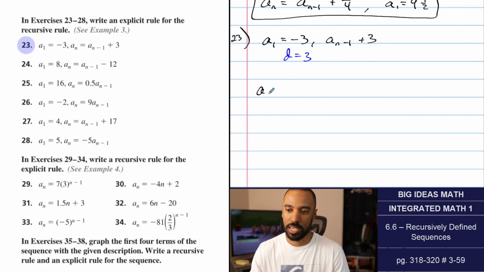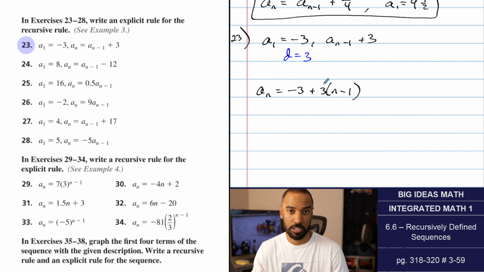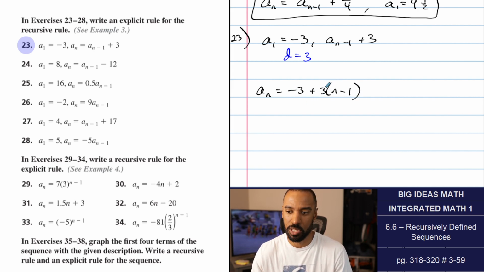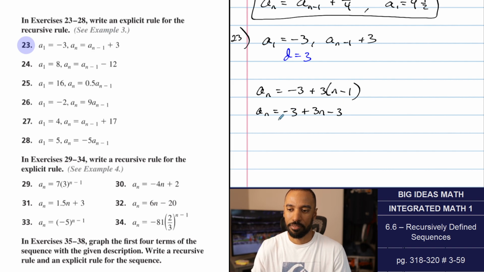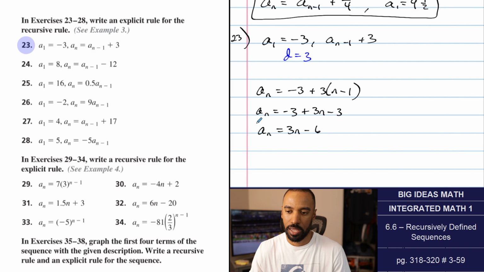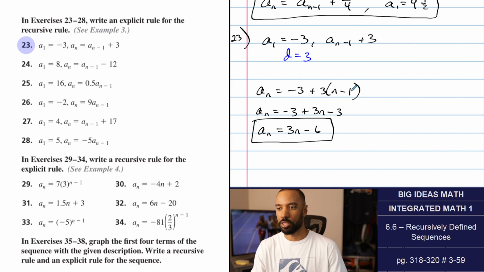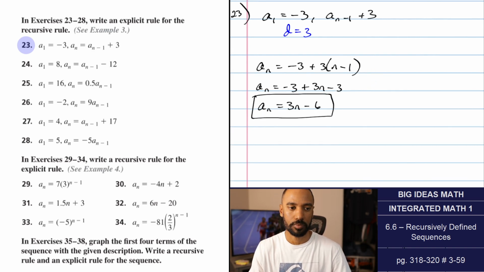Well, you take your first term -3 and you add 3, n minus 1 times. Now this in and of itself would be a fine answer, but they tend to do a lot of simplification of these. So we distribute the 3 into this. So 3n minus 3. And -3 minus 3 is -6. So we get 3n minus 6. Here's your explicit rule for the arithmetic sequence at hand.